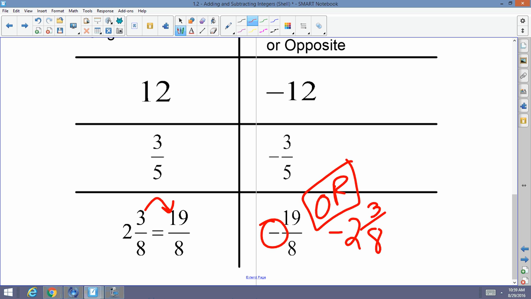Well, to go from a mixed number to an improper fraction, 8 times 2 is 16. Then 16 plus 3 gives you the 19. I multiplied the denominator by the whole number, and then I added that product to the numerator.